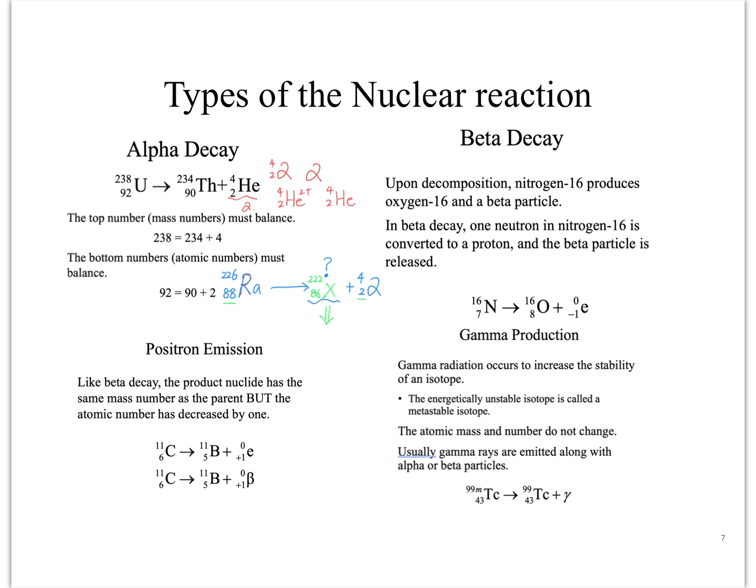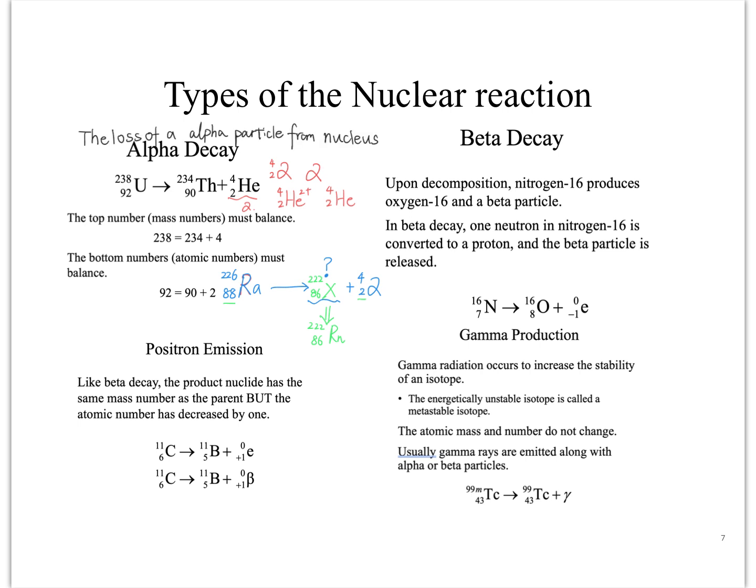So what is this X? If you refer to the periodic table to look for element 86, this is Rn, radon-222. So that is alpha decay. Alpha decay is the release of the alpha particle from the nucleus, or the loss of an alpha particle from the nucleus.